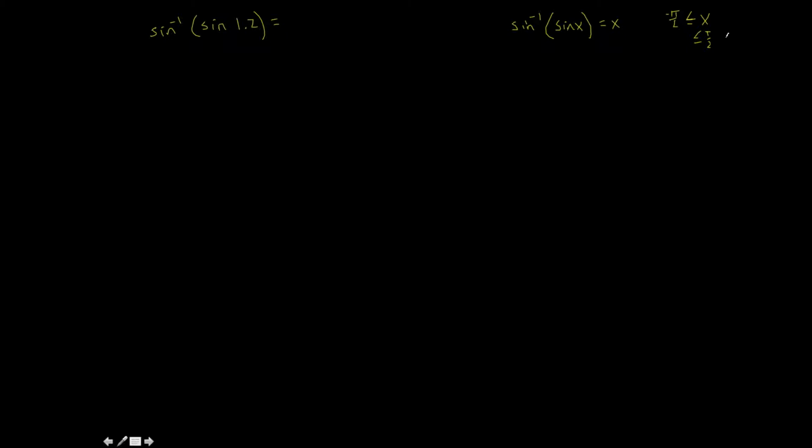So you need to punch out negative pi divided by 2 and get the decimal version. Punch out pi divided by 2, get the decimal version, and see if 1.2 lies between there. And it does. It lies in between those two. So because 1.2 lies in that interval, we can say that this equals 1.2. The inverse of the sine equals 1.2 as long as 1.2 lies in that interval.